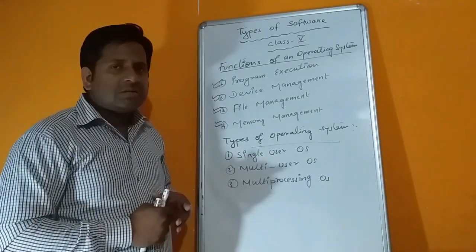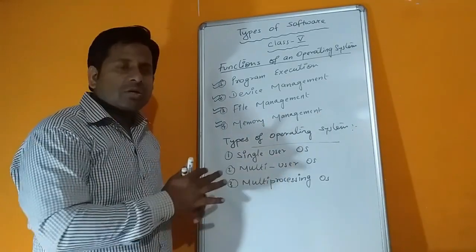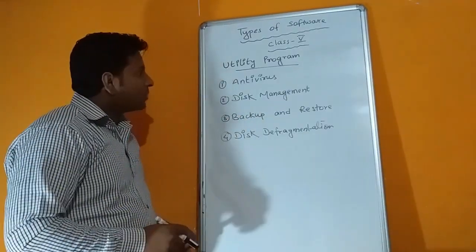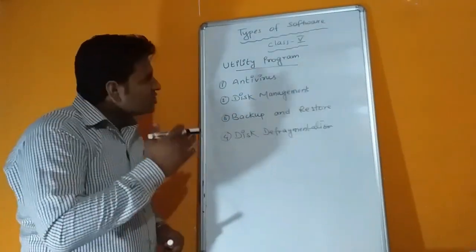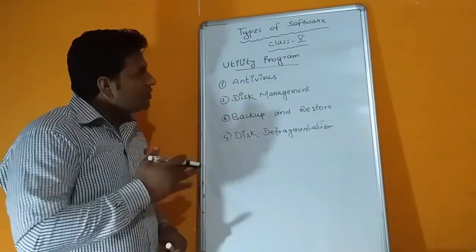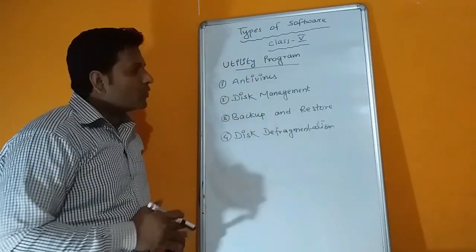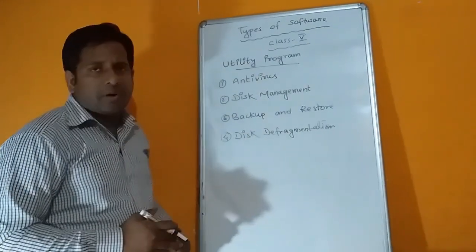So is this clear, children? So we'll move to the next topic. So see here, utility program. After operating system, the next type of program which also falls under the system software category is utility program.